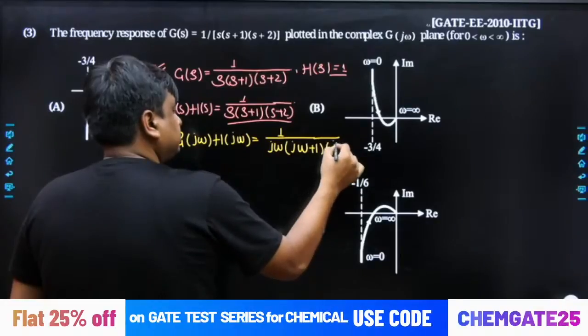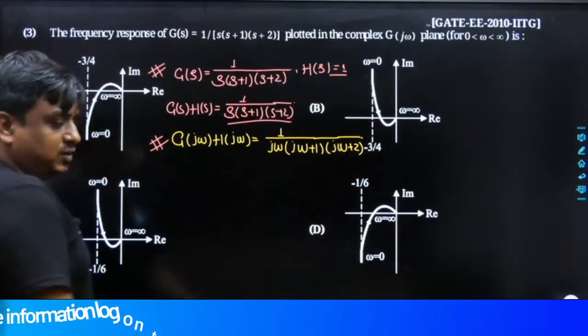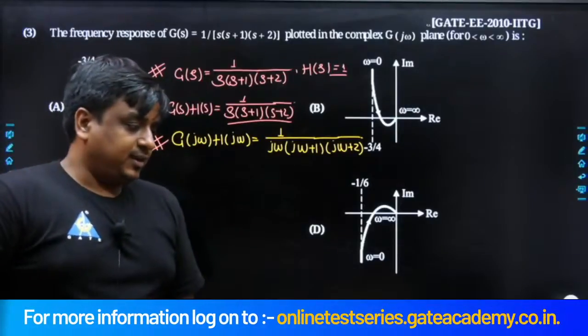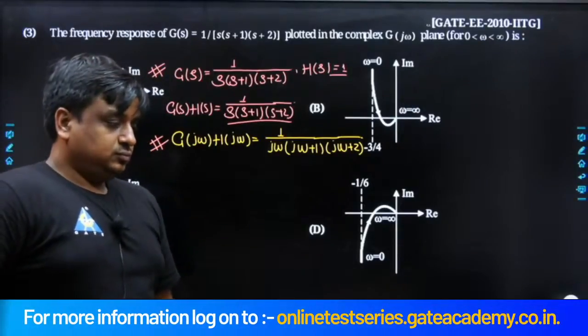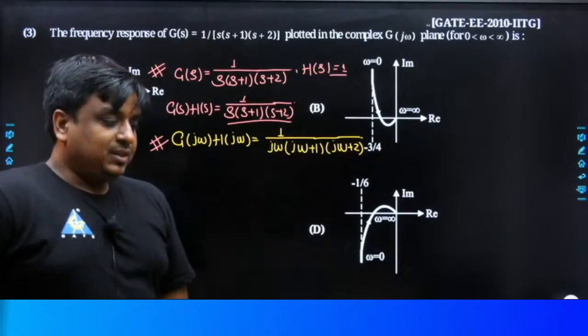J omega. It's been j omega. Yes, so we can understand it. So the answers have started coming. As per Amit, the answer is D.